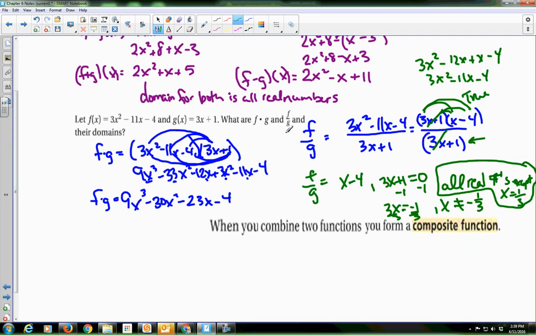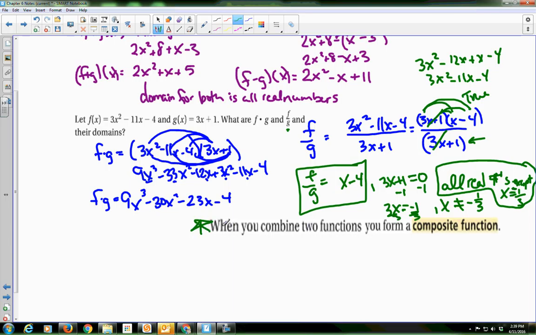So even if your composite simplifies down to x minus 4, you still have to state that we're all real numbers except x equals negative 1/3. Let me write that negative a little bit better. Negative 1/3.